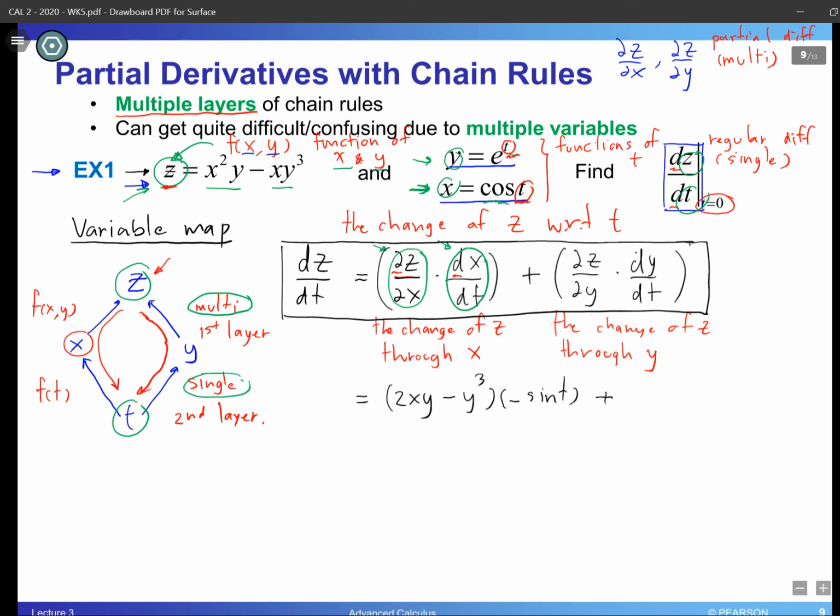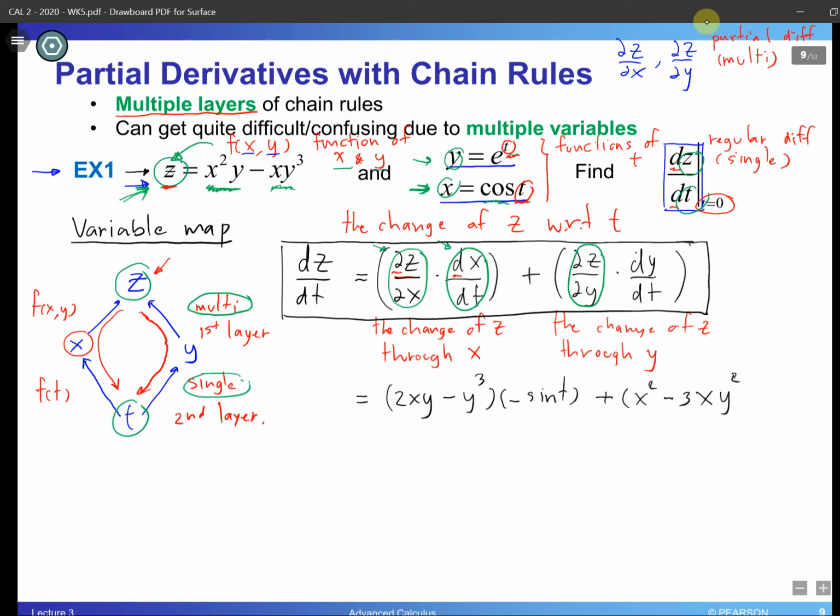The first term for the y path is dz by dy. So I need to diff this z right here with respect to y. So I take a look at this, diff this with respect to y, I get x squared. Alright, and then the next term I need to diff this with respect to y. So I'm going to get 3y squared out of that. So minus x is going to be the same, minus x, and then I get 3y squared. So I'm going to put y squared right here and 3 right here. Okay.